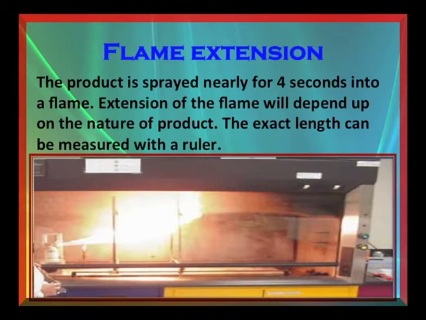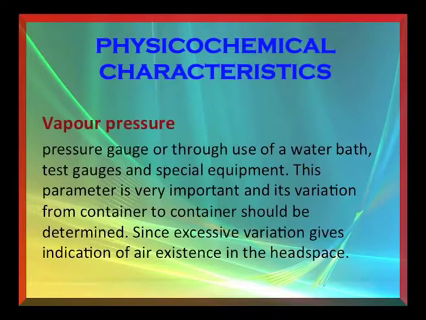The exact length can be measured with a ruler. Now move towards another parameter, that is physicochemical characteristic. Under this test, first one is vapor pressure. That can be measured with the pressure gauge or through use of a water bath, test gauge and special equipment.